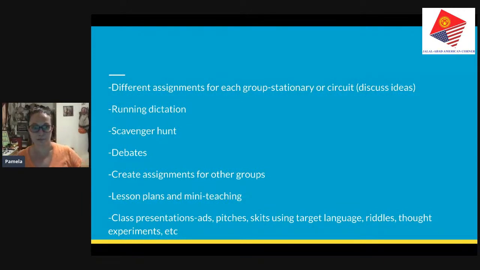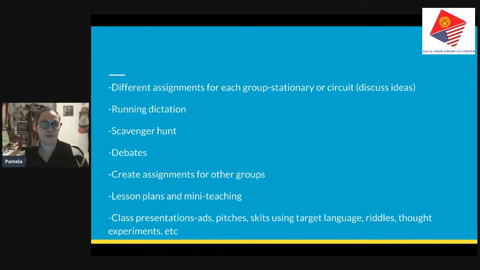And of course, any kind of class presentation, advertisements, meaning commercials like on TV, a pitch. We have a new invention, and we are trying to find somebody who will give us money to produce this invention. Any kind of skit using the target language. I know I've seen a lot of skits from Kyrgyz plays and stories. I've seen several from Chingiz Aytmatov, and you can have them do something from a TV show or a music video or something.